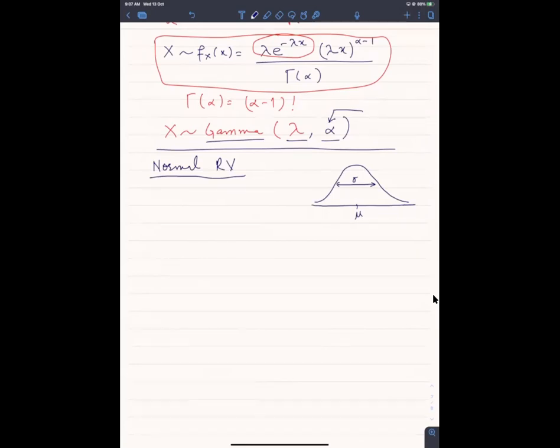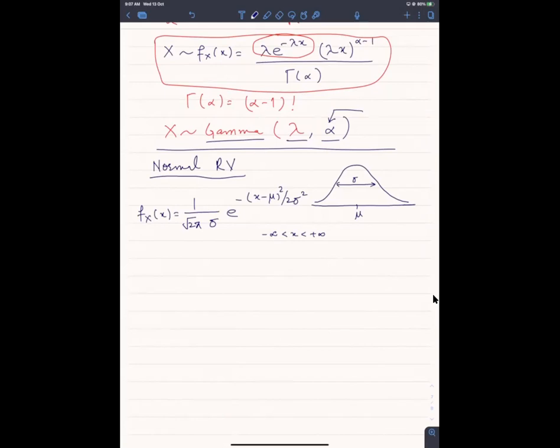What is the mathematical expression for the density function here? The expression is 1 over square root 2 pi sigma. Sigma is outside the square root. E to the minus x minus mu whole square over 2 sigma square, for x between minus infinity and plus infinity. So this distribution goes from minus infinity to plus infinity.